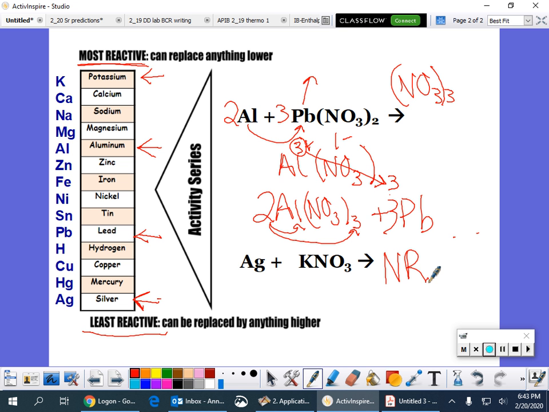So hopefully this example helped you out a little bit. And I may do another one of these for balancing equations in the near future.